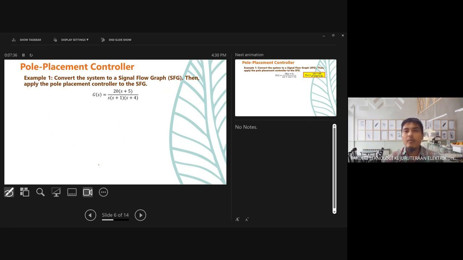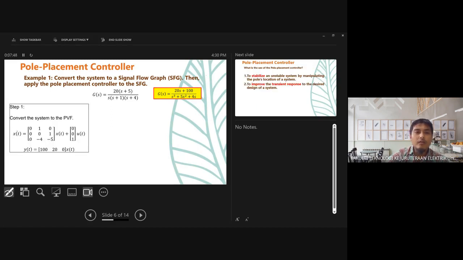So example number 1. Convert the system to a signal flow graph, then apply the pole placement controller to the signal flow graph. Then convert the system to phase variable form.